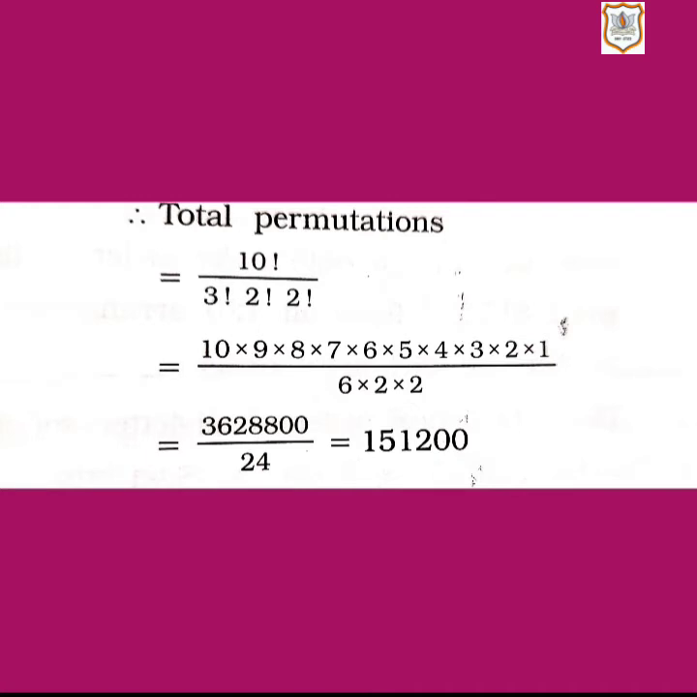So the total permutations will be 10 factorial upon 3 factorial, 2 factorial, 2 factorial. And if we solve it, 10 factorial will be 10 into 9 into 8 into 7 into 6 into 5 into 4 into 3 into 2 into 1. And 3 factorial's value is 6, 2 factorial's value is 2, 2 factorial's value is 2. So we have written this.